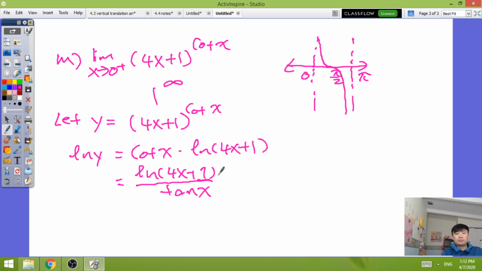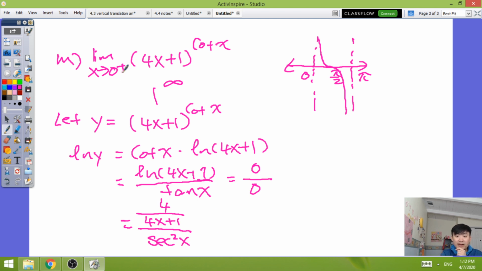Okay, so now let's just plug in that 0. So 4 times 0, that's nothing. So natural log of 1, that's 0. And then tangent of 0, that'll be 0. So that's the indeterminate form. That means we can take the derivative of the top and the bottom, for the natural log and then the tangent. So we do have 4 over 4x plus 1, derivative of this, and then derivative of tangent of x, that'll be secant squared of x.